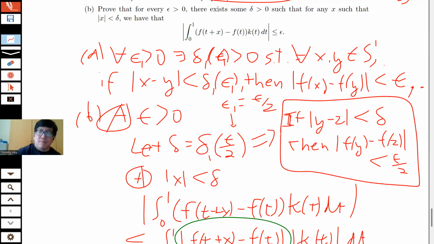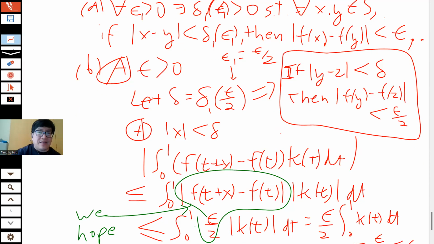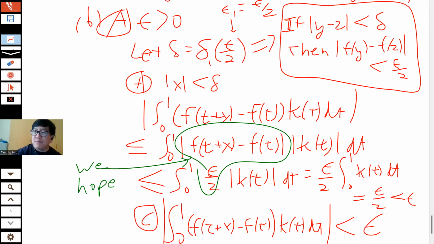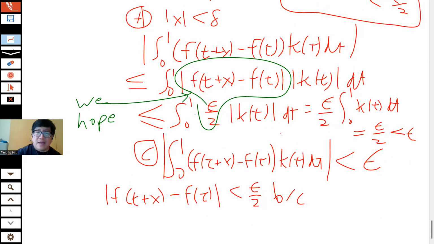Right, so that's the property that we get by choosing that particular delta. All right, and here, why is it that the absolute value, the distance between f of t plus x and f of t, is less than epsilon over 2?